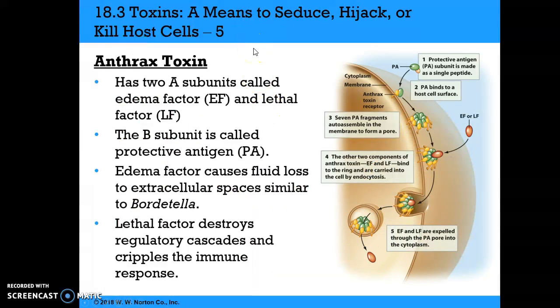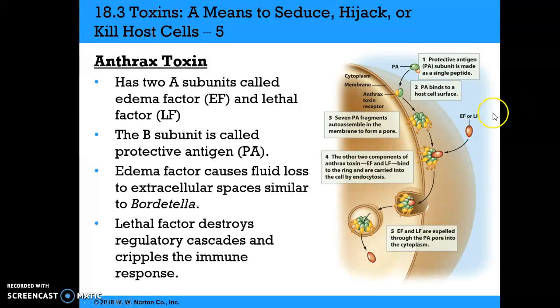Anthrax toxin. It has two A subunits called edema factor and lethal factor. The B subunit is called protective antigen. Edema factor causes fluid loss to the extracellular spaces, very similar to the Bordetella bacteria. The lethal factor destroys regulatory cascades and cripples the immune response.